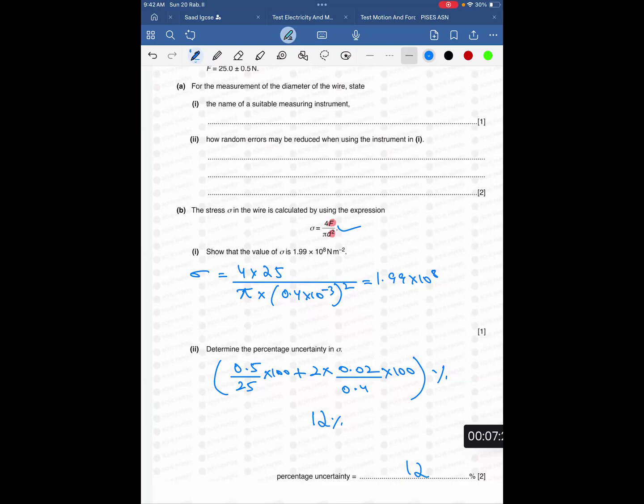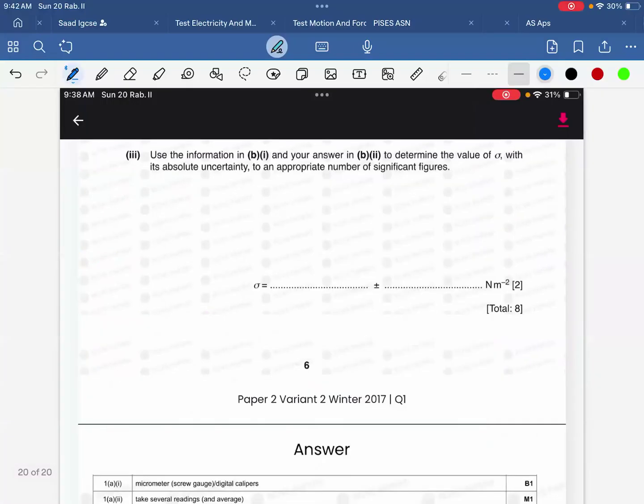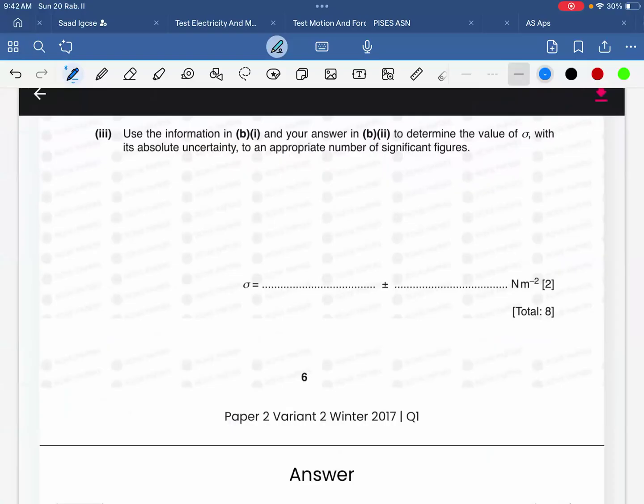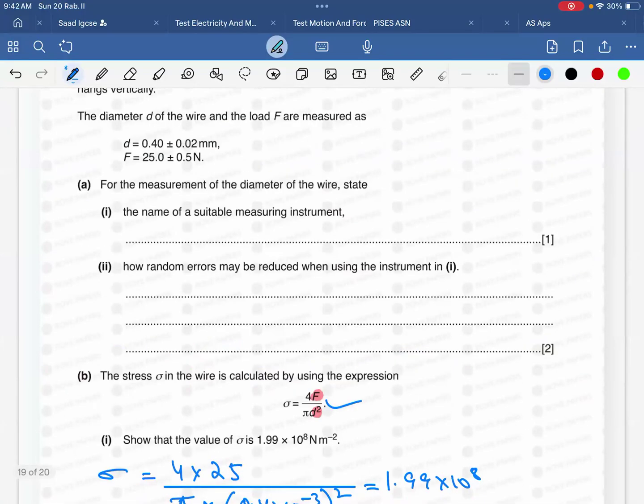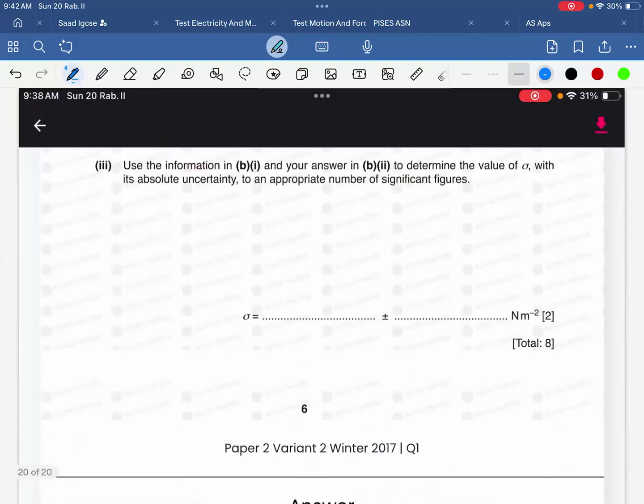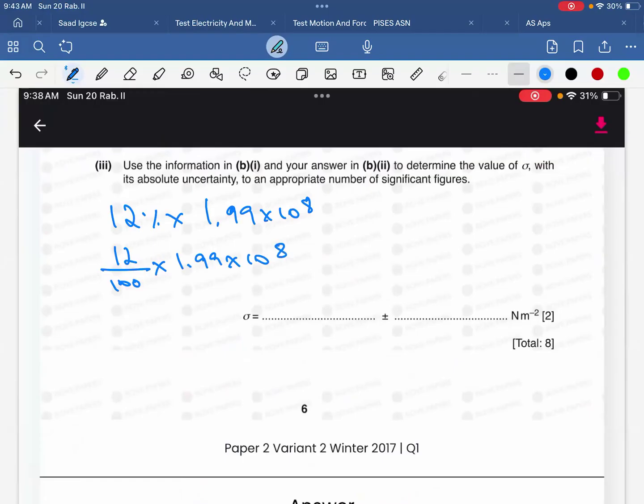Now we need to calculate the actual uncertainty, with the answer at an appropriate number of significant figures. We know the number is 1.99 times 10 exponent 8. So 12% of 1.99 times 10 exponent 8 is to be calculated: 12 upon 100 multiplied by 1.99 times 10 exponent 8. So tell me what is the answer?